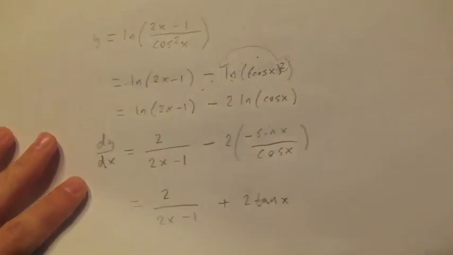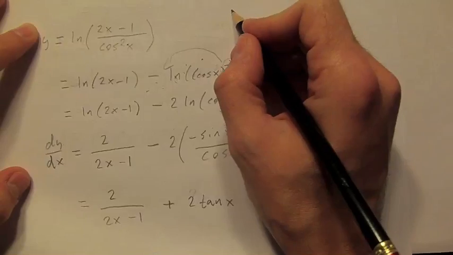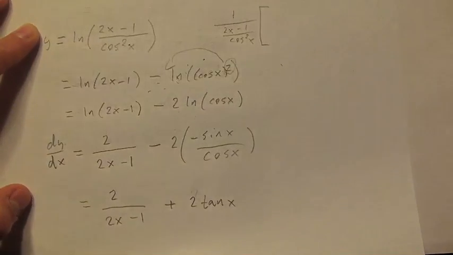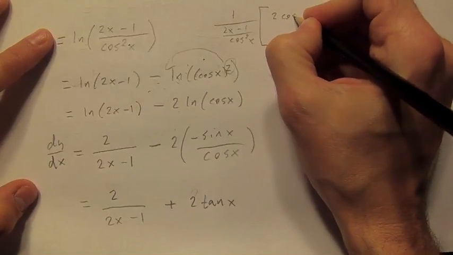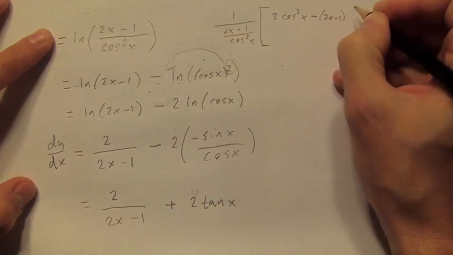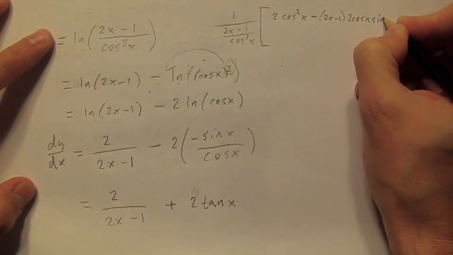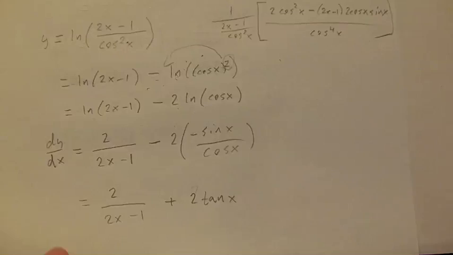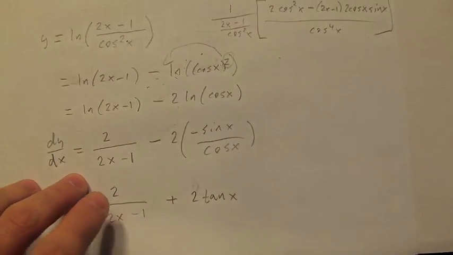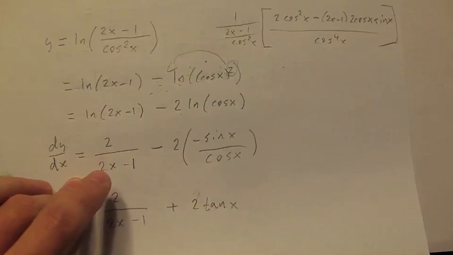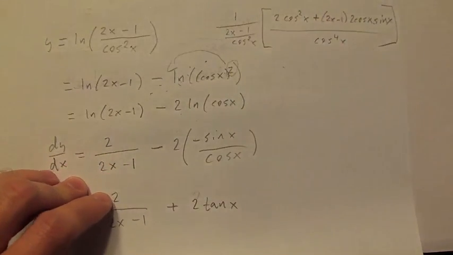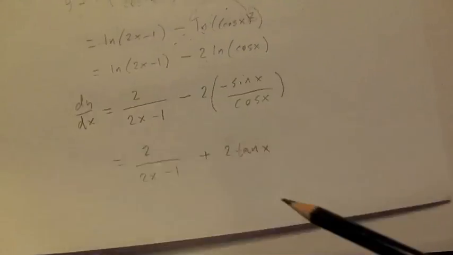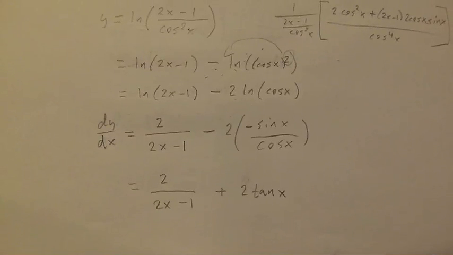So way easier than trying the 1 over 2x minus 1 over cosine squared x and then using the quotient rule here, which would be 2 cosine squared x minus 2x minus 1 times 2 cosine x sine x all over cosine to the 4th x. Now I did that really fast, so I made a mistake somewhere. I did, because that should be a minus sign. There's no reason to mess with this when you can just break things apart using logarithm rules.